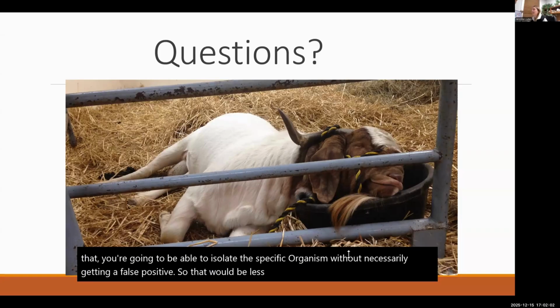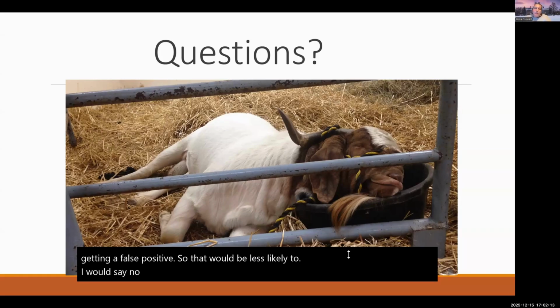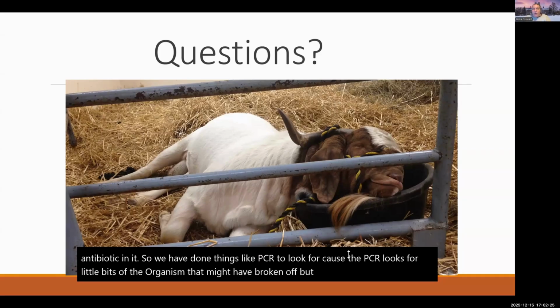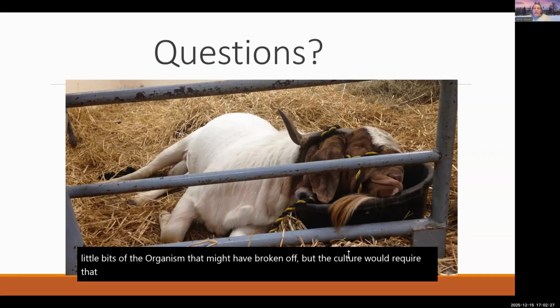Gotcha. And then one of my personal favorites, can you culture frozen semen straws for diseases? I would say no, because most of the semen is going to be frozen with an antibiotic in it. We have done things like PCR, because the PCR looks for little bits of the organism that might have broken off, but the culture would require that it be alive and that it actually grow on a plate. And if we've got antibiotics in there, it's going to prevent that.